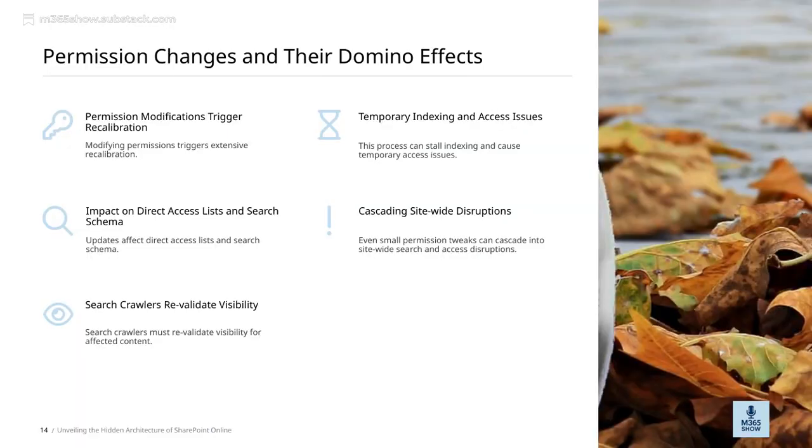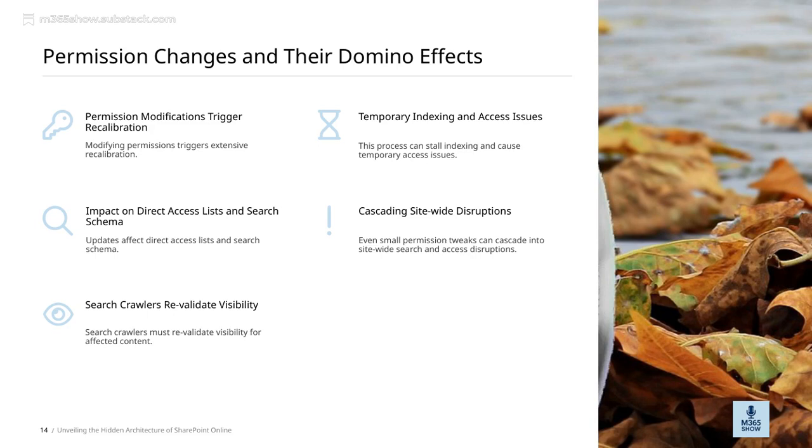Let's talk about permission changes and how they can create a domino effect within SharePoint Online. Even small tweaks to permissions might seem straightforward, but they can actually lead to significant site-wide disruptions. For example, when permissions are modified, it can cause indexing processes to stall temporarily. This means the search functionality might not work as expected for a little while, and users could experience access issues. Search crawlers, which are responsible for indexing content, need to revalidate whether content is visible or not after permissions change. This revalidation process is crucial to keep search results accurate and secure.